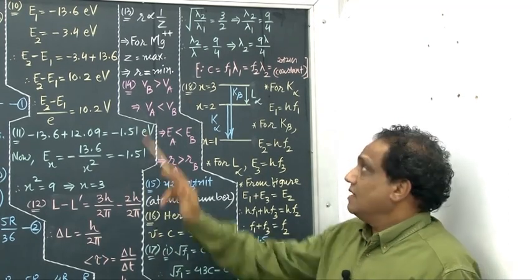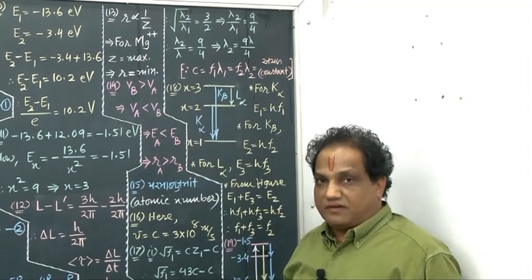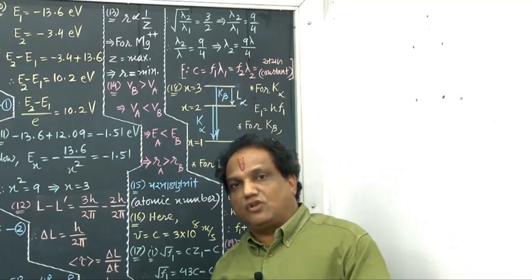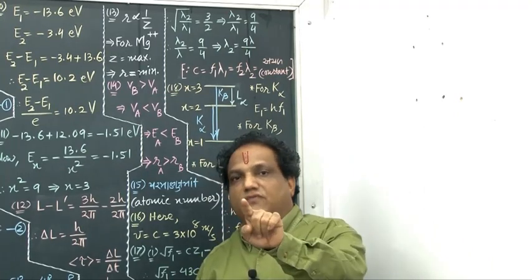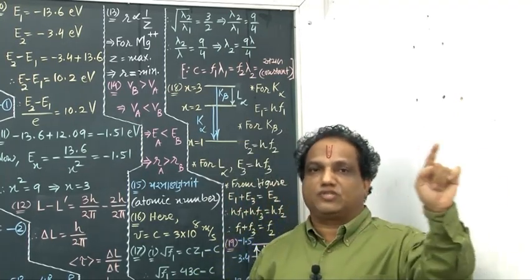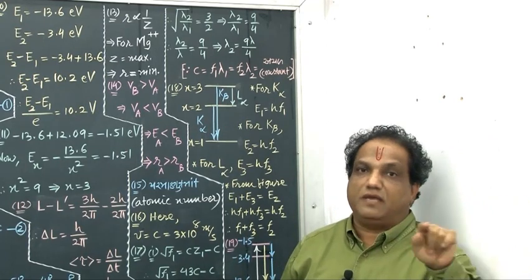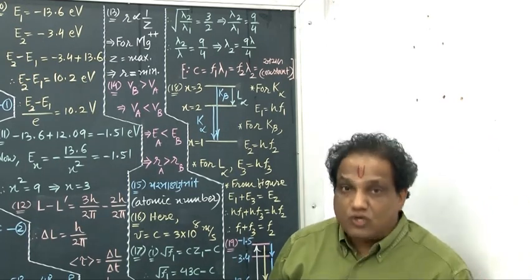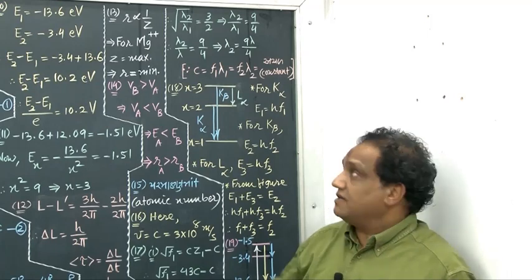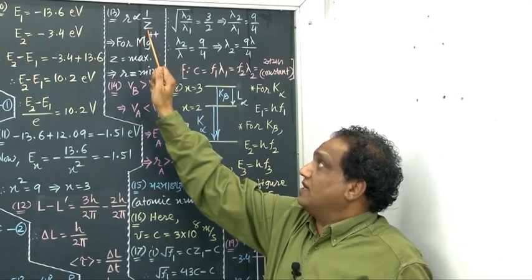Read it. What is the formula of R? That is the radius of the nth circular orbit of an electron. R equals epsilon 0 n square h square upon pi m Z e square. What is the relation of R with Z? It is an inverse proportionality relation.